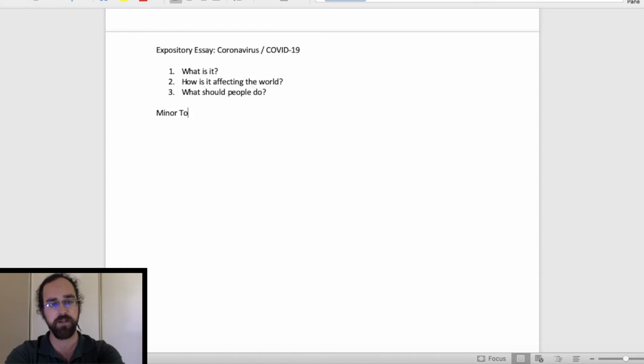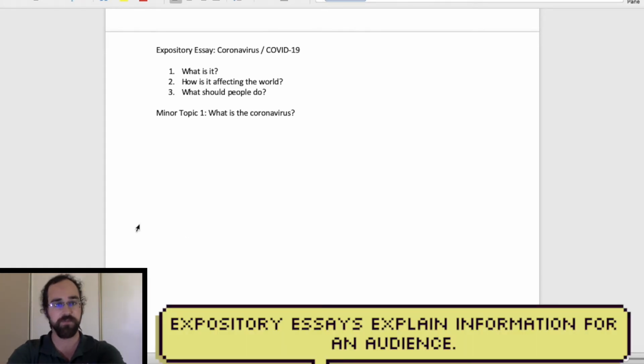So minor topic paragraph number 1 is, what is the coronavirus? I like to pose my minor topic paragraphs as questions in my outline because an expository essay is explaining or providing information. So if I pose a question for myself, I find that in my essay, I'm actually providing answers rather than asking questions.